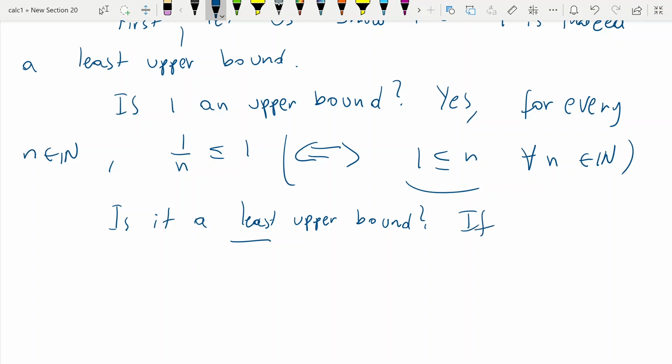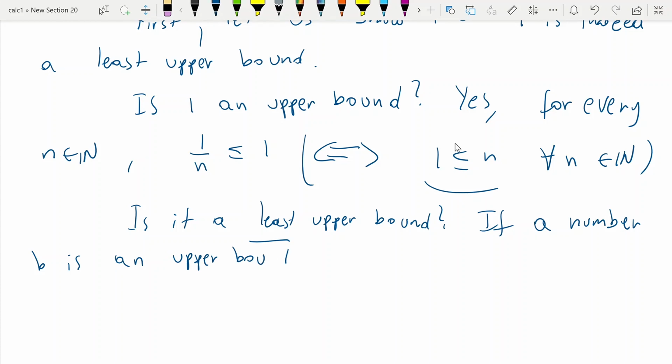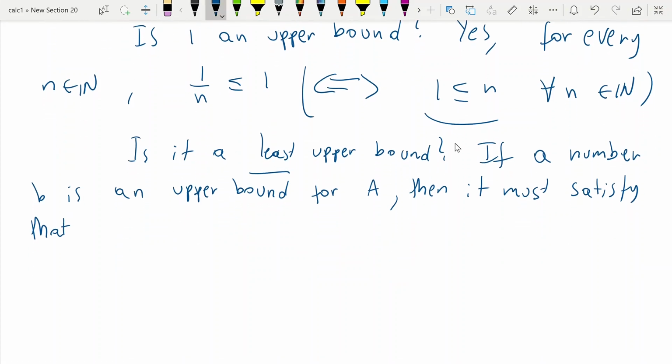If a number b is an upper bound for a, then it must satisfy that b is greater than or equal to 1 over n for every n in N.